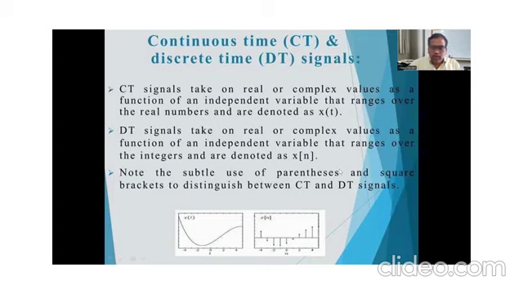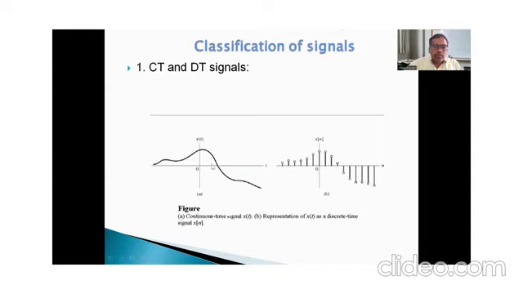Discrete time signals are denoted by x of n. These are the best examples of continuous time and discrete time signals. Here, let us take a continuous time signal. The first example, this is the continuous time signal. Now, this is continuous in amplitude as well as continuous in time interval. This signal is the best example for a continuous time signal.